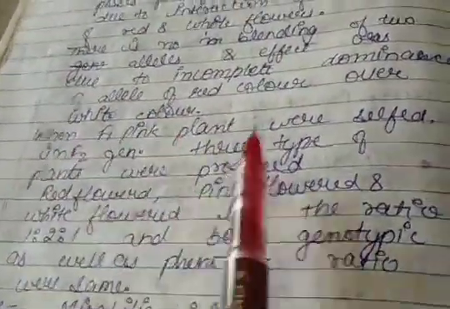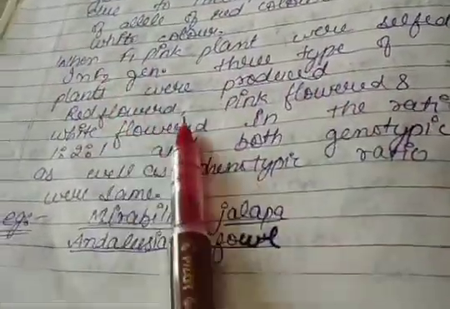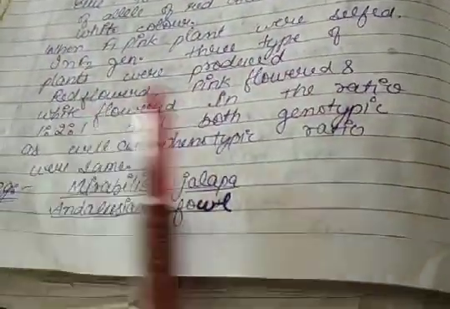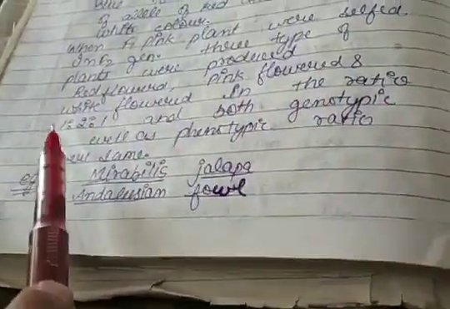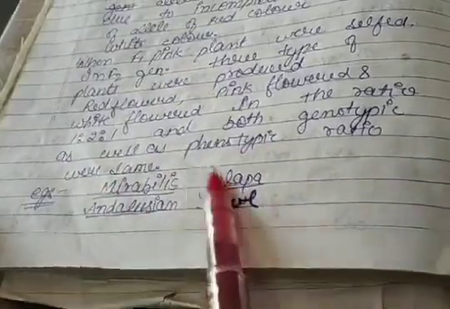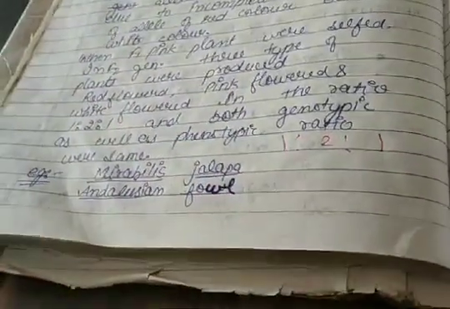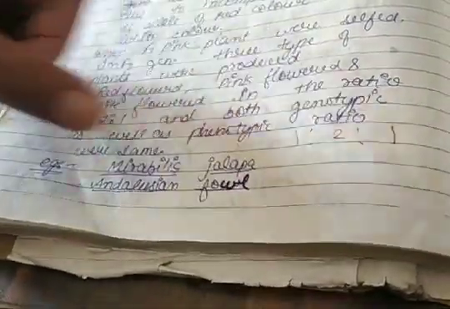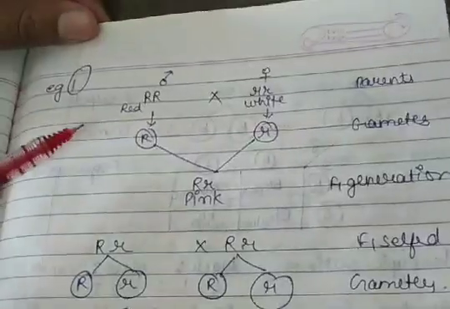When the F1 pink plants were selfed, in the F2 generation three types of plant were produced: red flowered, pink flowered, and white flowered, in the ratio of 1:2:1. Both genotypic as well as phenotypic ratio was the same, that is 1:2:1. Mirabilis jalapa and Andalusian fowl are examples along with Antirrhinum majus.